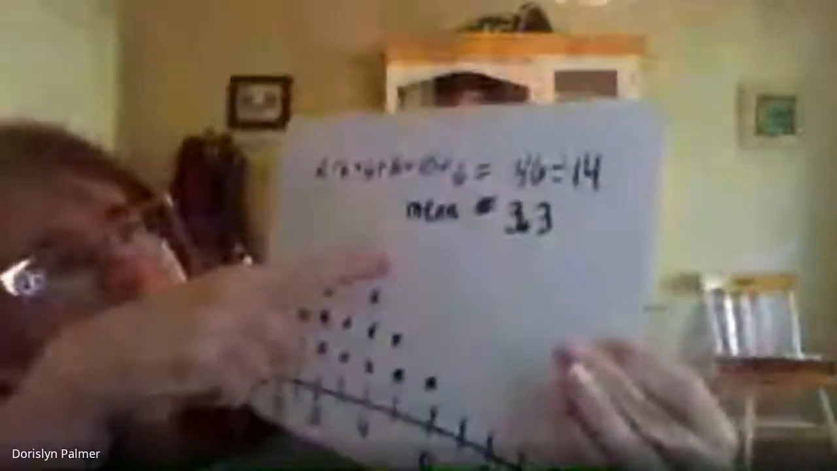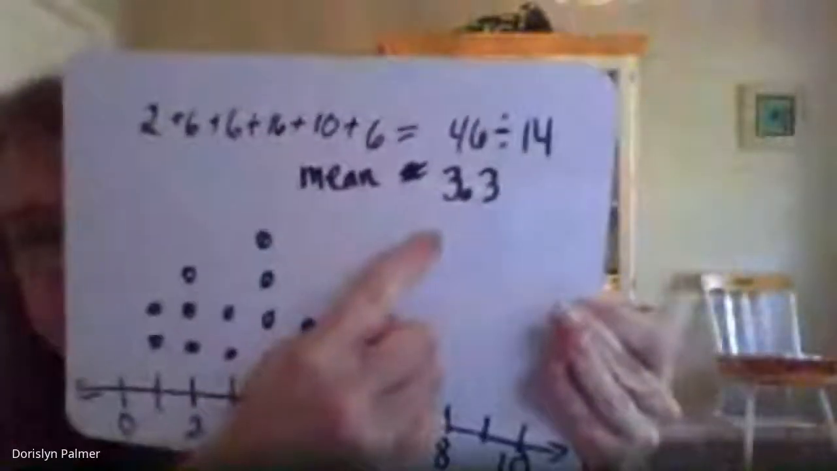And I did a squiggly equal sign, right? Approximately equal to 3.3, because it's not exactly 3.3, right? Serena said 3.28, and so we're going to say it's about 3.3. Okay, so that's your mean.